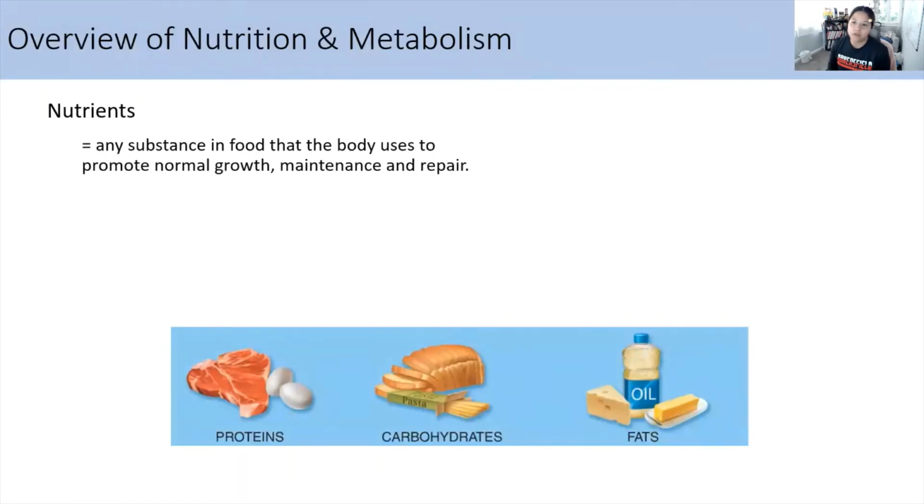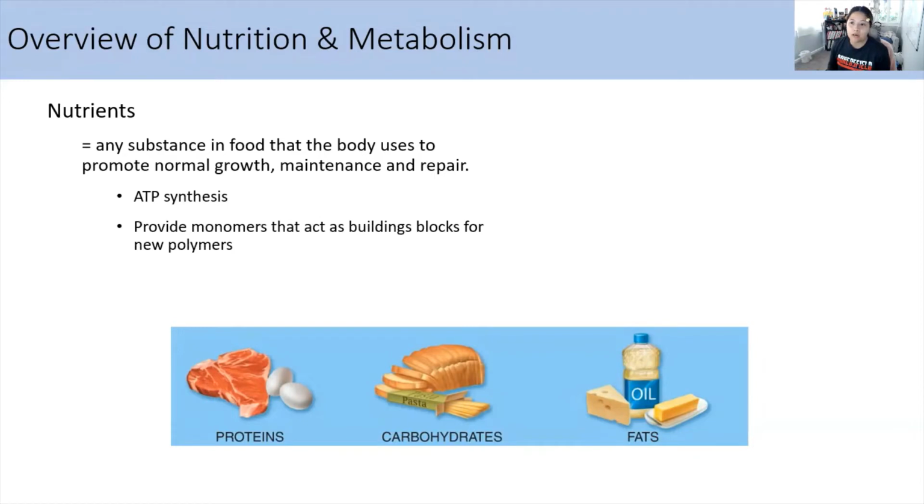Okay, so nutrients are basically any substance in food that the body uses to promote normal growth, maintenance, and repair. Some specific things that we do is ATP synthesis. Of course we use our glucose to make ATP, and we'll talk about how we use the other nutrients to also make ATP.